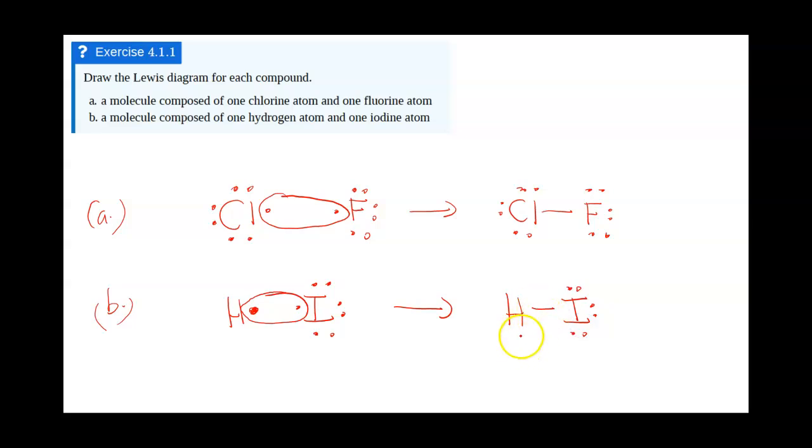So hydrogen has a share of 2 electrons because it's sharing those that are in the bond, and then iodine has 1, 2, 3 lone pairs, and then 2 electrons that are shared, giving it an octet.